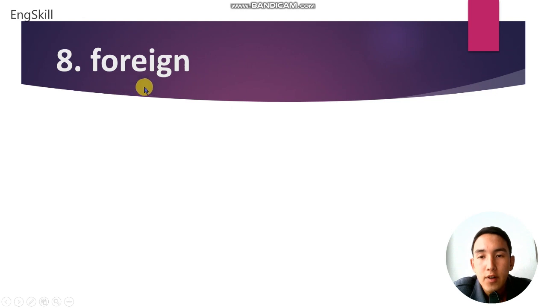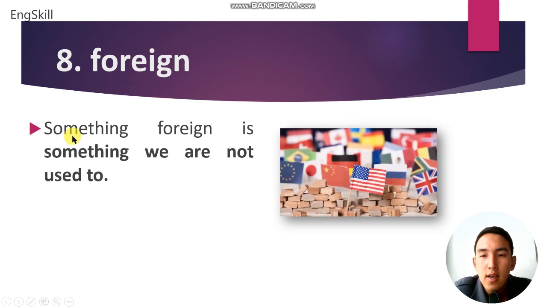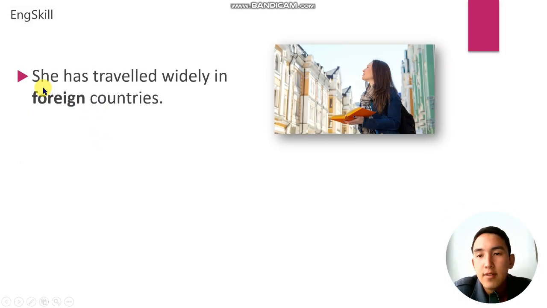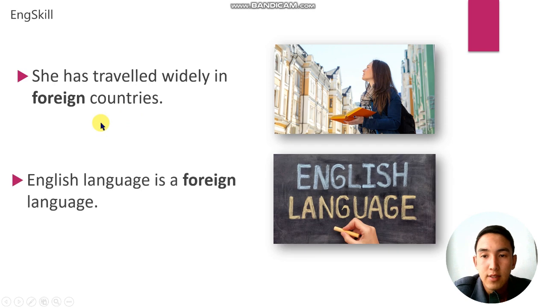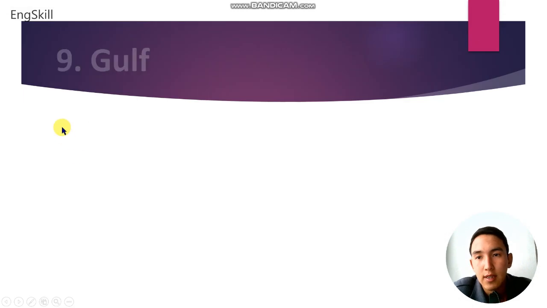Number 8, foreign. Something foreign is something we are not used to. For example, she has traveled widely in foreign countries. Foreign countries means abroad. Another example, English is a foreign language.